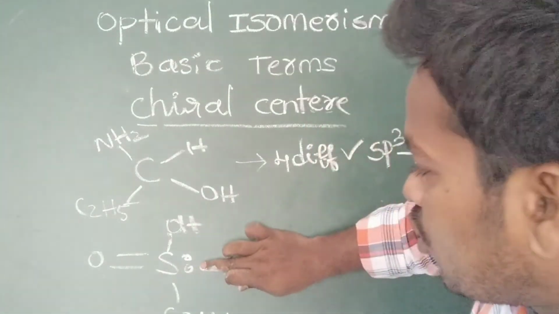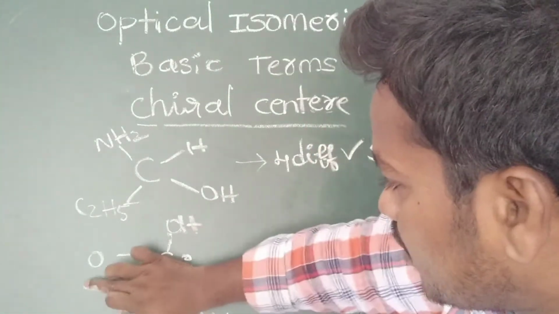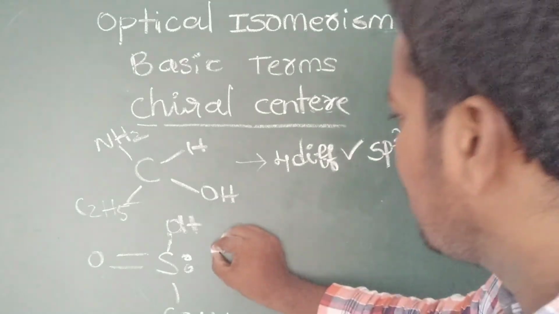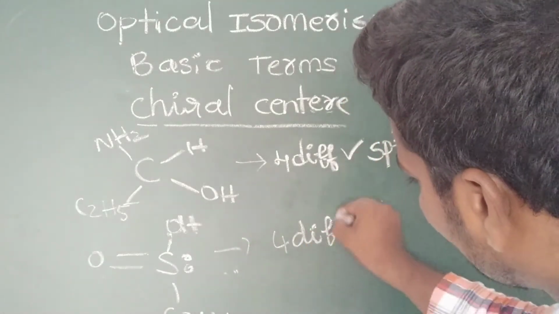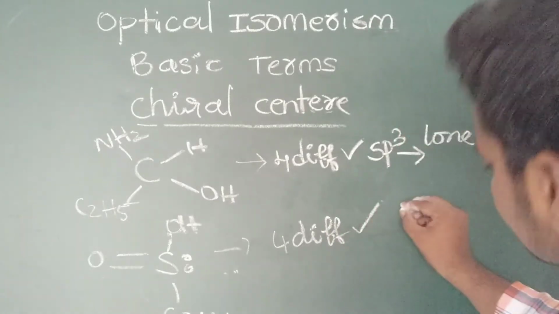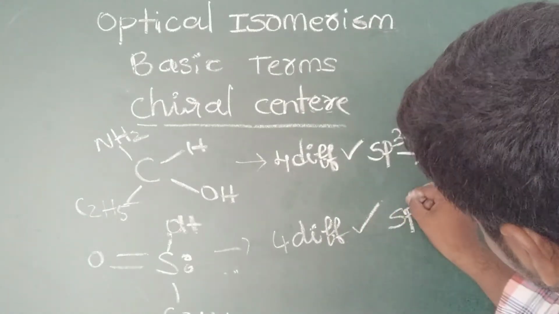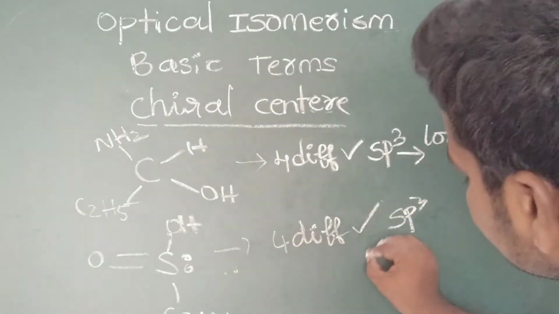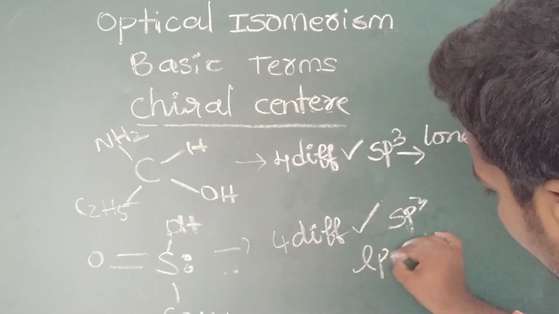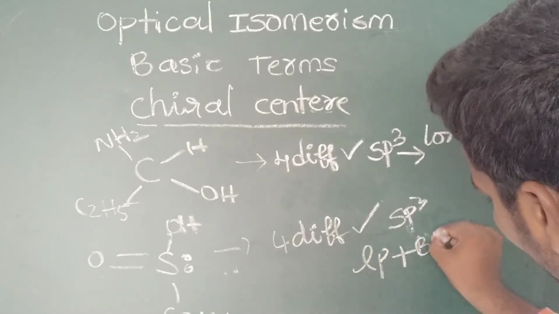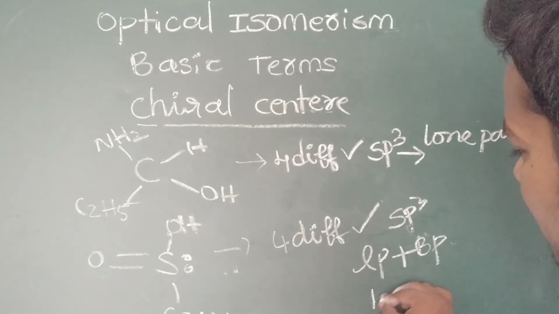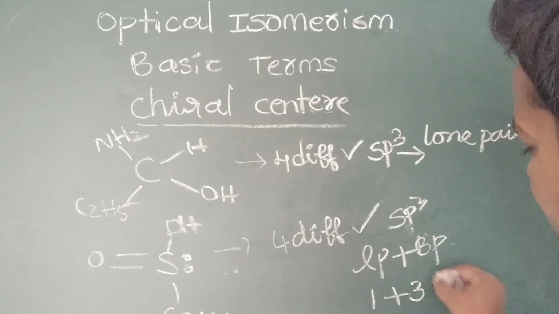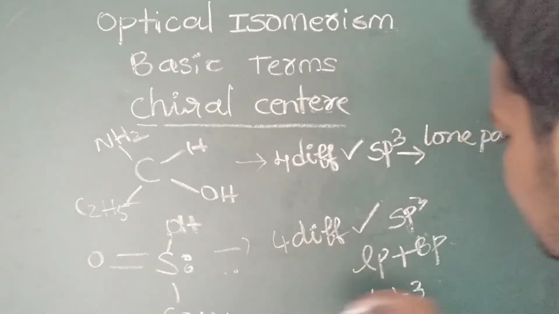Here one group is the lone pair, the second group is OH, the third group is oxygen, and the fourth group is C2H5. Four different groups are attached here, and it is exhibiting sp3 hybridization. sp3 hybridization is nothing but lone pair plus bond pairs. How many lone pairs? One. How many bond pairs? Three.